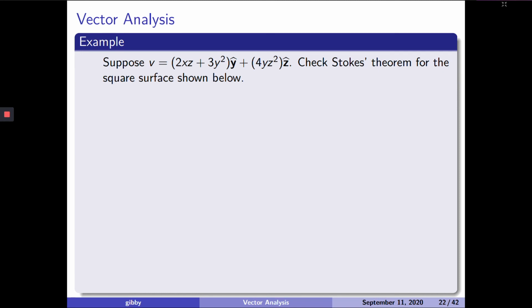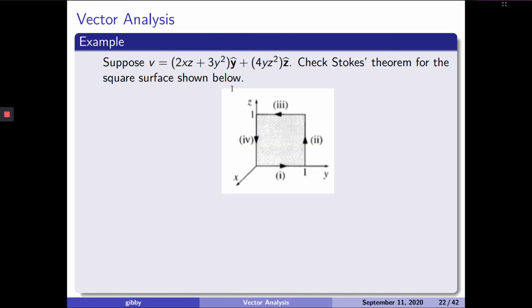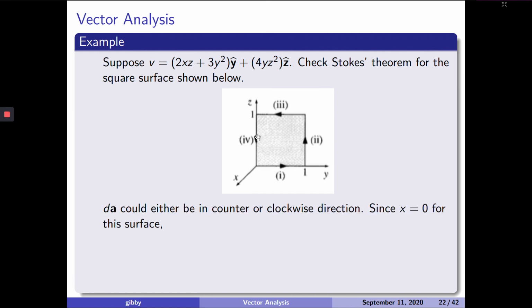So let's take a look at this example. We have v given by this function. Check the Stokes theorem for the square surface of the same shape. dA could be either clockwise or counterclockwise. For this case, consider only the counterclockwise. Since x equals 0 for the surface, there is no x, right? Because it lies on the YZ plane.